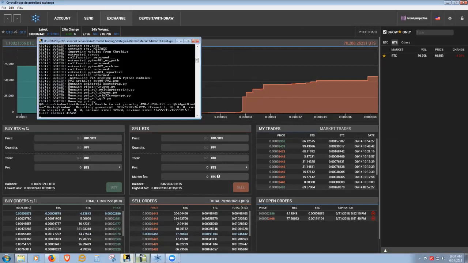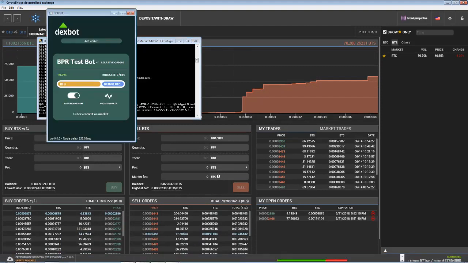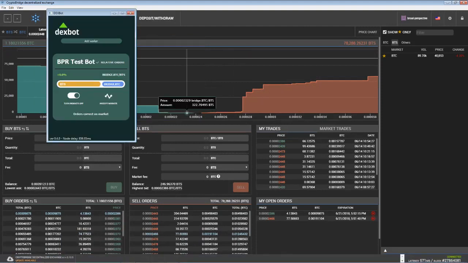Well, that's not going to help. This is what I wanted. The software you're going to install, it's going to look like this. You're going to have to provide it with your active key to your Bitshares account.